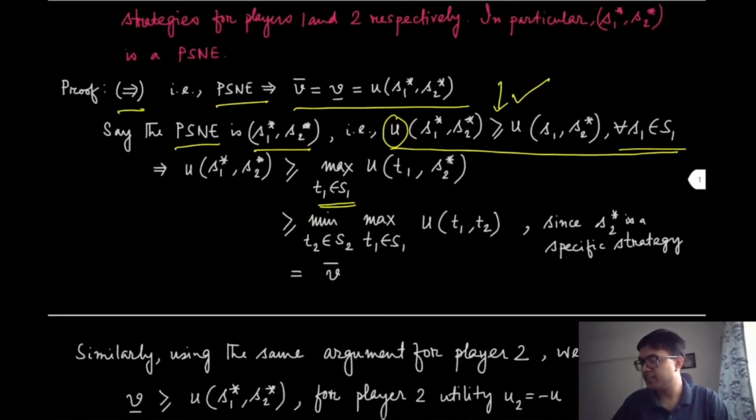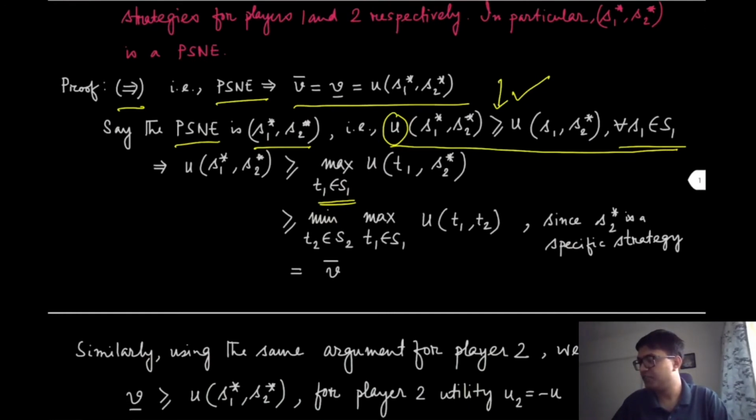Because this is the maximum, and because S2 star is a specific strategy, we can clearly write, using the definition of minima, that this quantity, which is a fixed quantity only dependent on S2 star because it is no longer dependent on S1, since we have already taken the max, is going to be at least as much as the minimum. So the minimum will always be less than or equal to that number. So we can write this min-max value here.